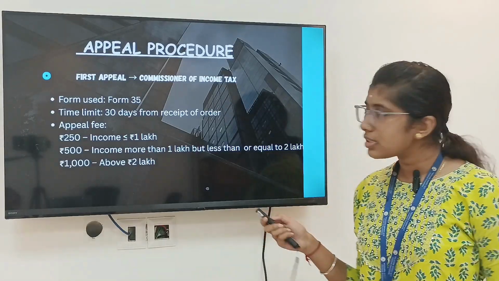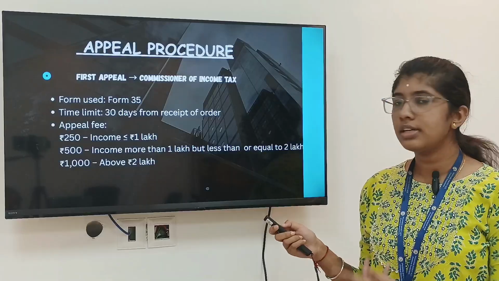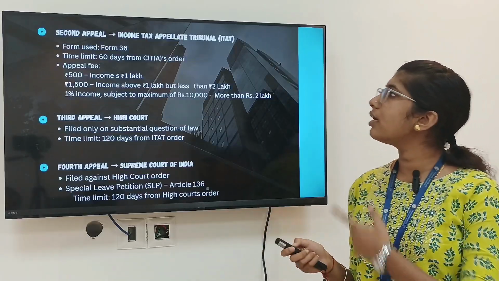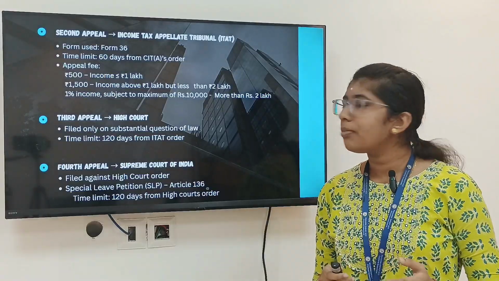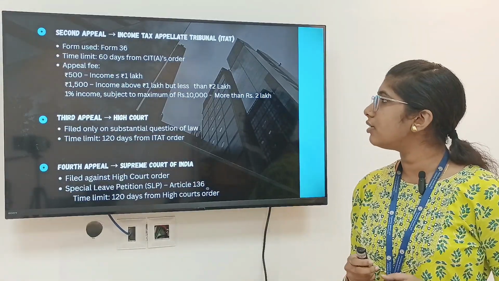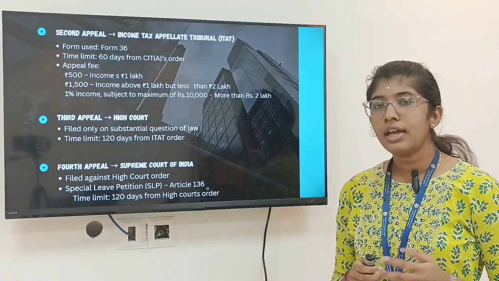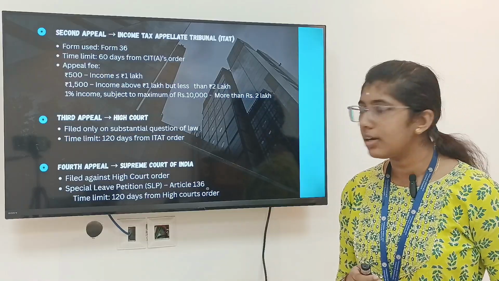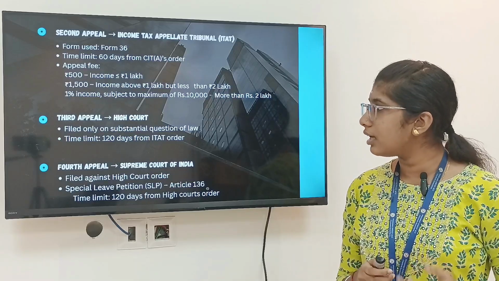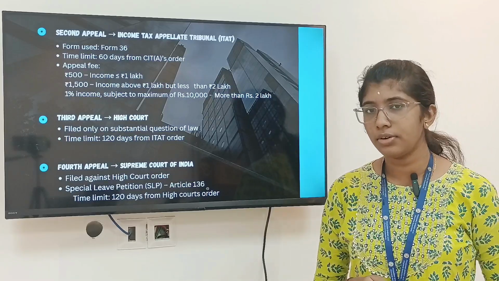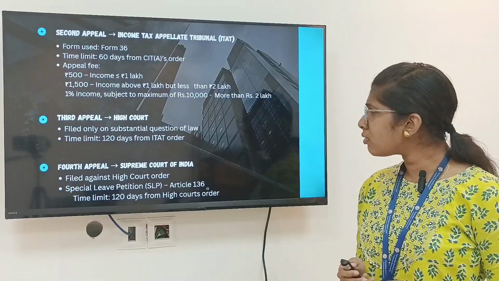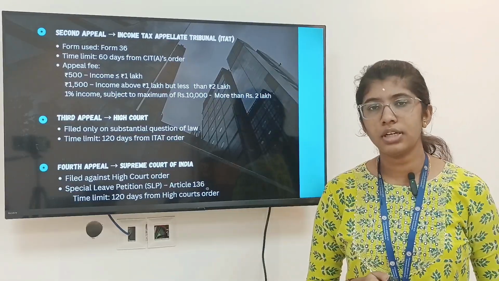1000 if your income is above 2 lakh. If he is not satisfied with the order given by the Commissioner of Income Tax, he can file his appeal before the Income Tax Appellate Tribunal. The form used will be Form 36. The time limit will be 60 days from the Commissioner of Income Tax's order. The appeal fee applicable will be 500 if his income is less than or equal to 1 lakh, 1500 if his income is above 1 lakh but less than or equal to 2 lakh, and 1% of income, subject to a maximum of rupees 10,000, if his income is more than 2 lakh.